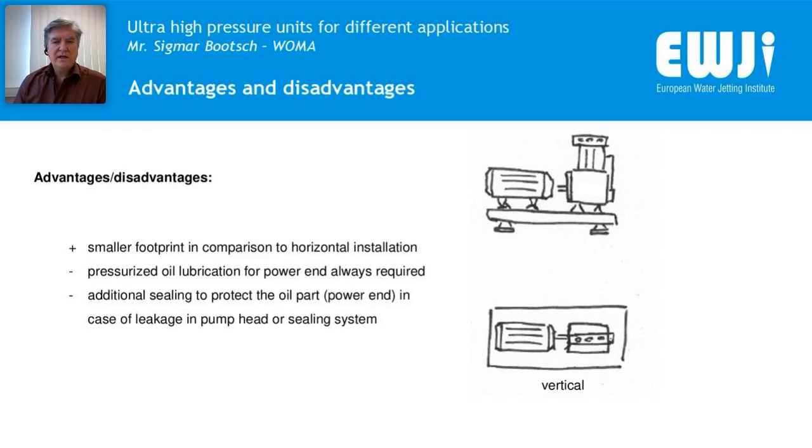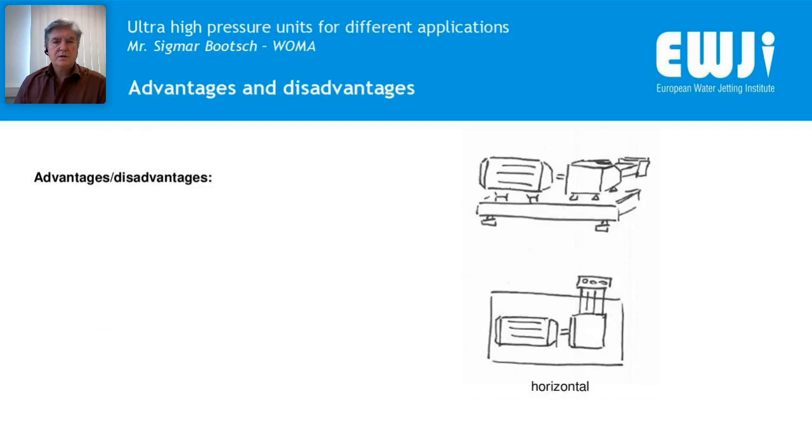When you have a leakage in the sealing system or in the pump head, you have to make sure that no water gets to the power end, to the oily part. That means you have to use an additional sealing system to protect the power end. And when you have service cases, normally a lifting device is necessary, especially when you think about the oil part.